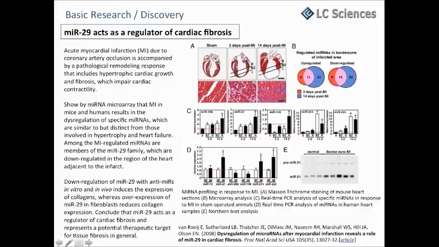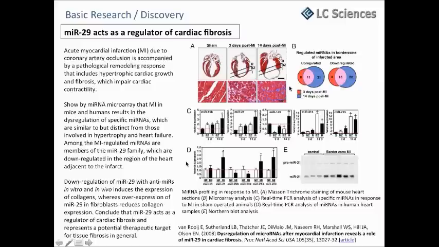The result was that the microRNA 29 family was found to be of high importance. And the conclusion was basically that microRNA 29 acts as a regulator of cardiac fibrosis and is a potential therapeutic target. And this is exactly the time when Eric Olson co-founded Miragen then.